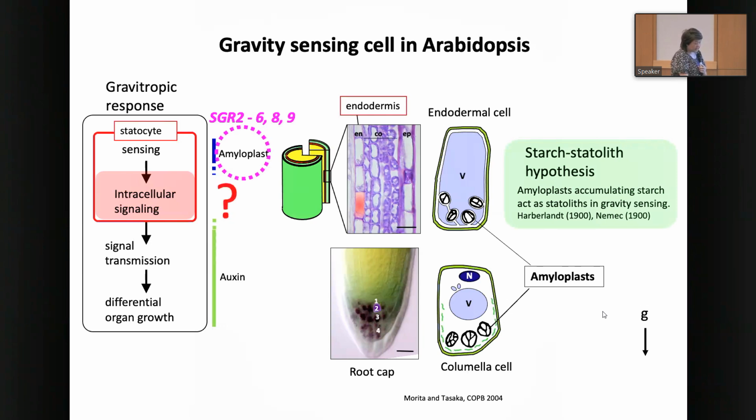So I analyzed the rest of the SGR genes and found that normal function of the vacuoles and actin cytoskeleton are important for normal amyloplast sedimentation in the shoot statocyte. However, the analysis of SGR genes did not reach the signaling process.